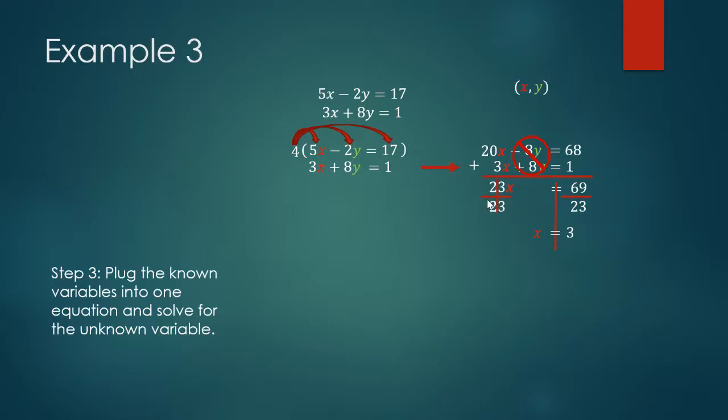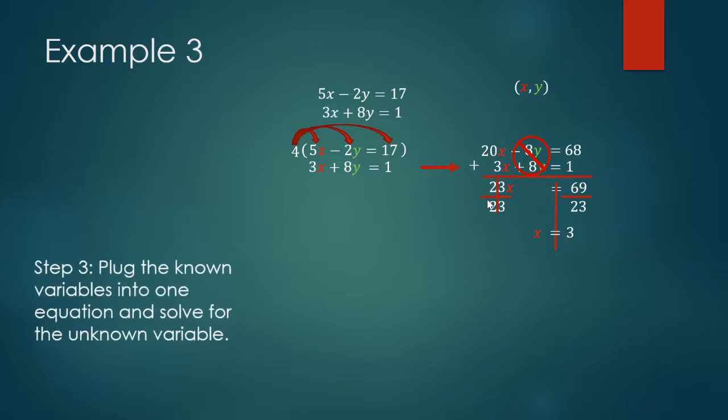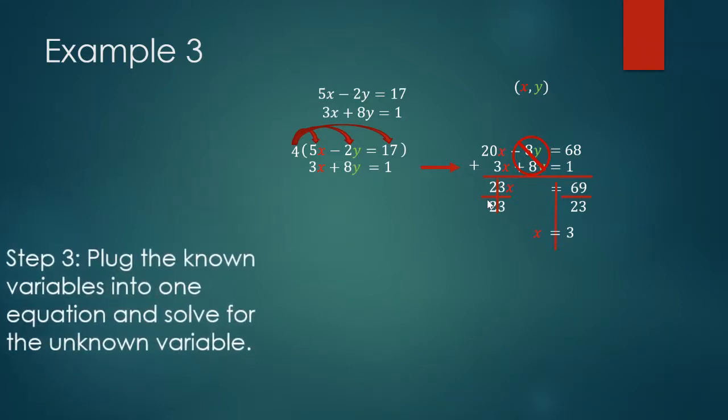Step number 3. Plug the known variable into one equation and solve for the unknown variable. So what I'm going to do is substitute my known variable into whichever equation I prefer. I'm going to use the 3x plus 8y equals 1. My known variable is x, so I'm going to use parentheses. So 3 parentheses plus 8y equals 1. Now I'm going to substitute my 3 inside the parentheses. Now I'm going to try to isolate my variable. So I'm going to simplify my left side, which is 3 times 3 is 9, plus 8y equals 1.